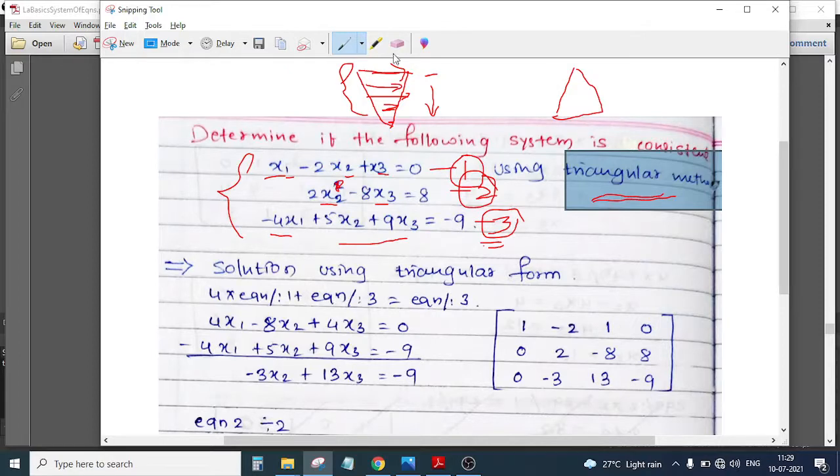Okay. So that means what now? We are planning with equation 3 and equation 1, and we would want to change equation 3 and not equation 1. Okay, so that means here we have minus 4x1. I want to eliminate this minus 4x1. How can we eliminate it? I need to multiply equation 1 by 4.